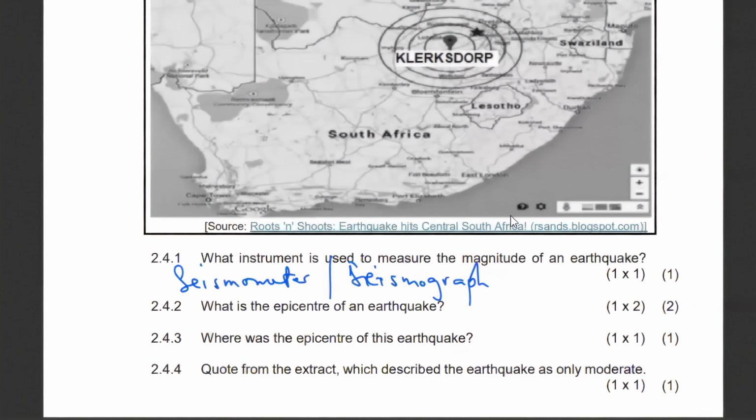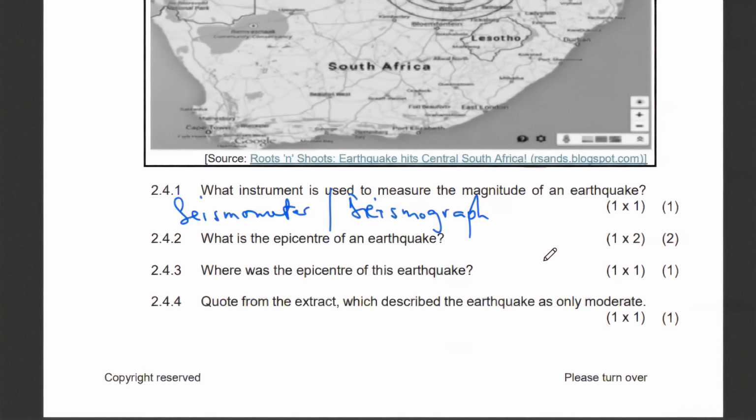The meter is the one that is used to detect the strength of the shock waves and is presented on a graph, which is the seismograph. Right. What is the epicenter of an earthquake?